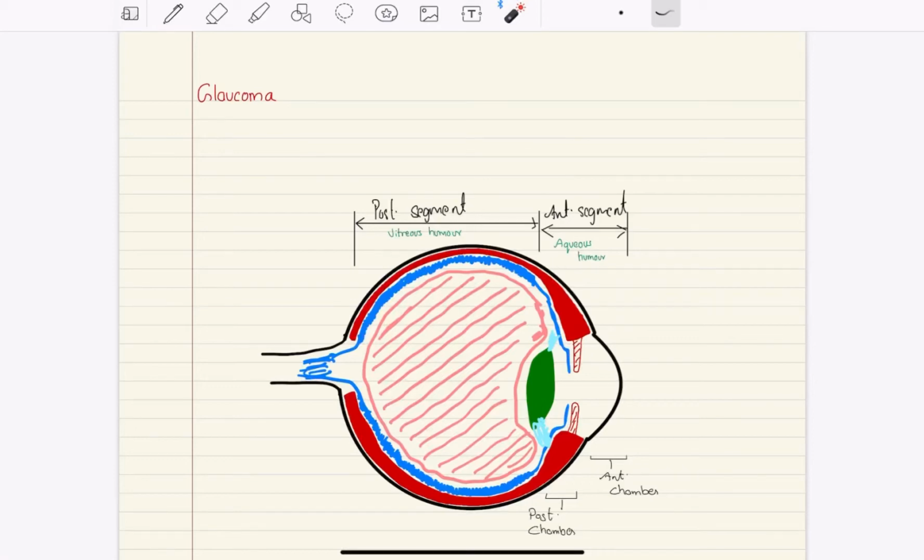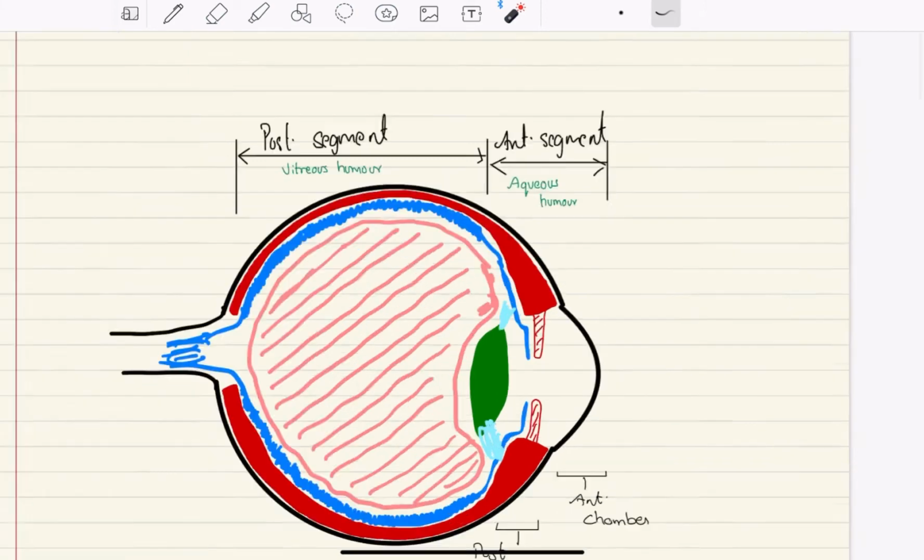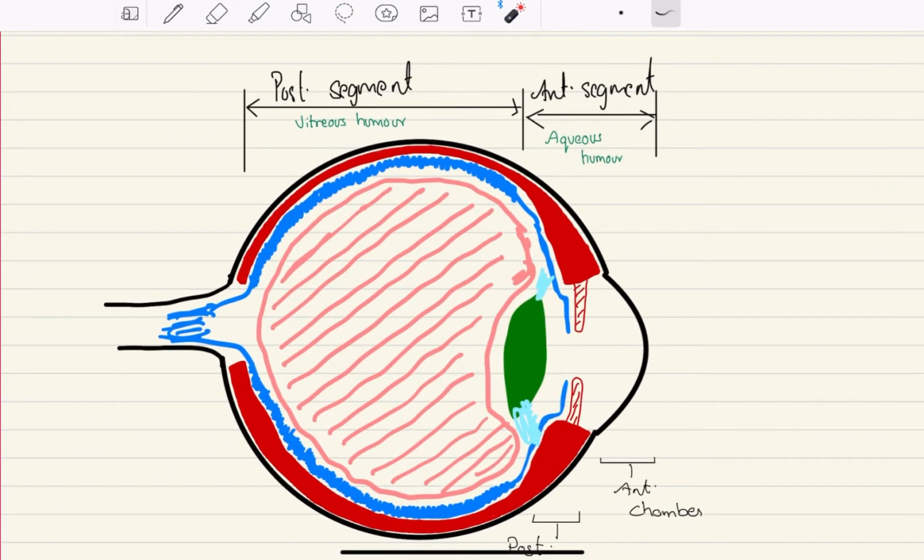Hello everyone. Today's session is about overview of glaucoma. Now before really moving on to glaucoma, let us discuss some structures of the eyeball. Here I've drawn the eyeball.